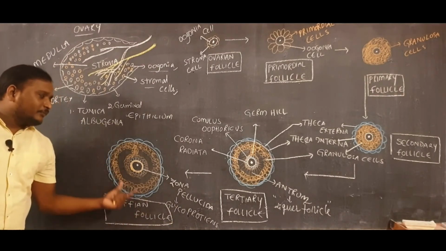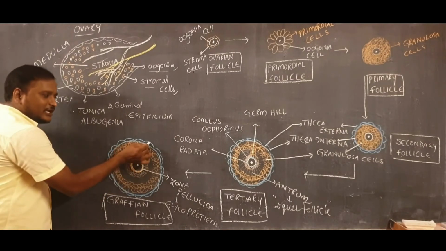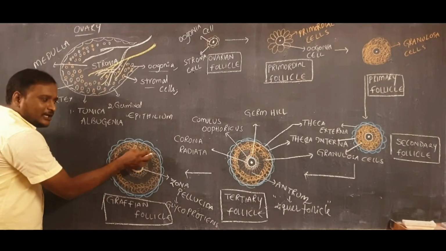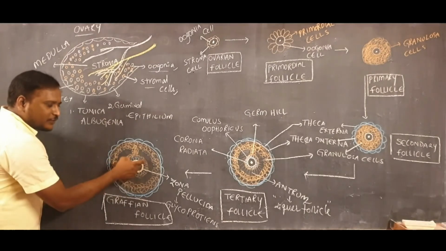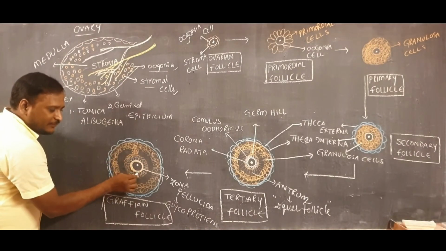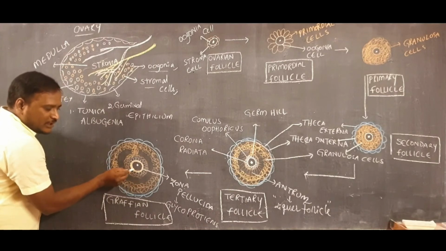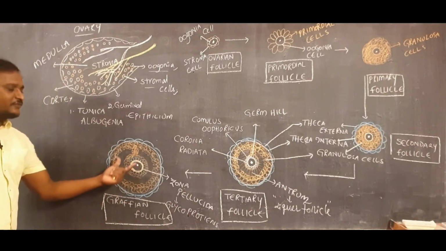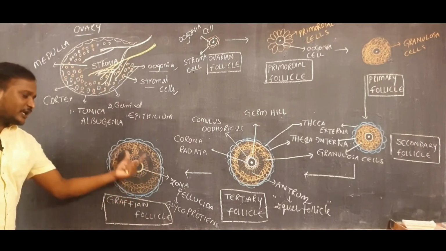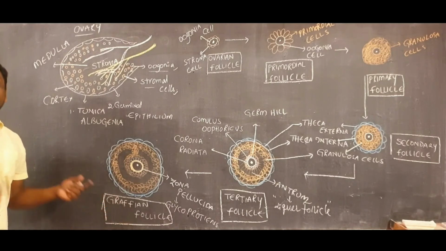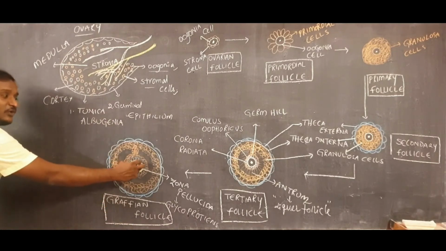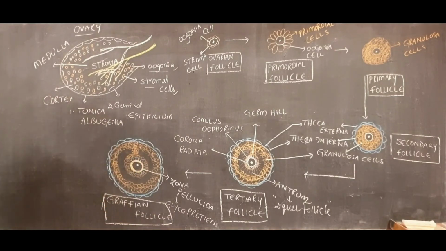So Graafian follicle consists, what are the layers? First one, theca externa, theca interna, granulosa cells, germ hill, and then cumulus oophorus, then corona radiata, and then zona pellucida, and plasma membrane of egg cell. That means this one, egg cell. Likewise, different cells we can observe in the case of Graafian follicle. From this Graafian follicle, on the 14th day of menstrual cycle, these ova will be released outside.